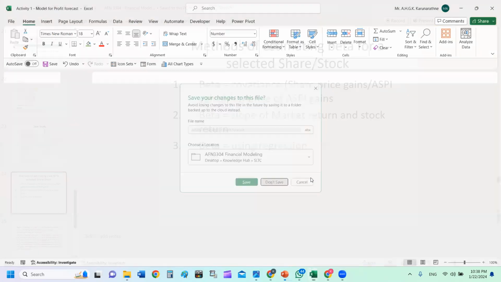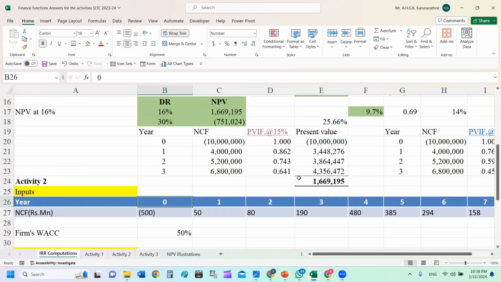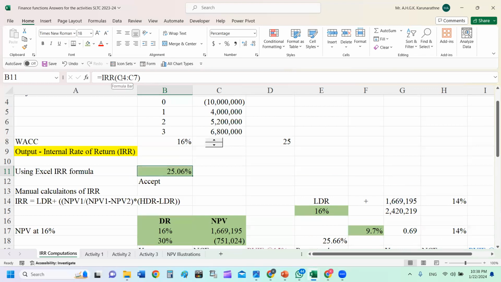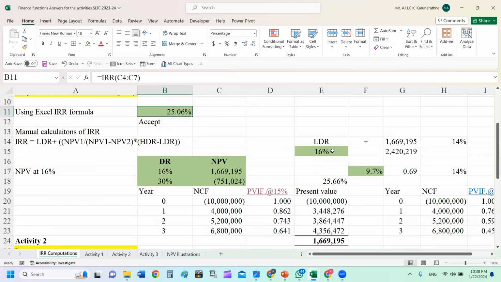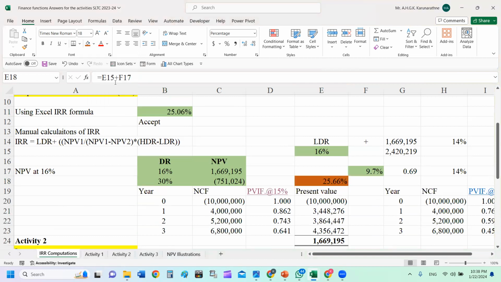This is where we discussed IRR. You can see the IRR formula for the same project. I got this answer using the manual calculation, and this answer using our formula. I have proved these two, so you are convinced this is correct.